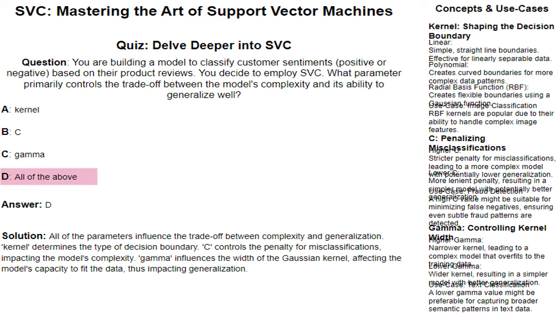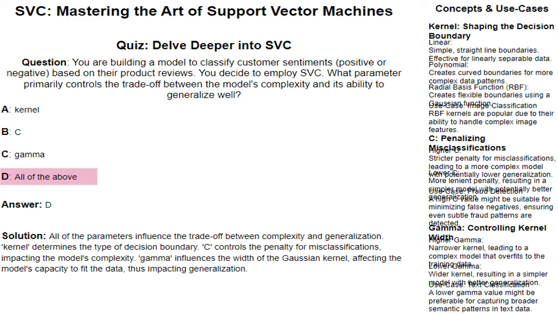While this impacts the model's complexity and generalization, it is not the only parameter. Correct. All of the parameters influence the trade-off between complexity and generalization. The kernel determines the shape of the decision boundary, influencing the model's complexity. C controls the penalty for misclassifications, impacting the model's complexity. Gamma influences the width of the kernel, affecting the model's capacity to fit the data, thus impacting generalization. D. All of the above.